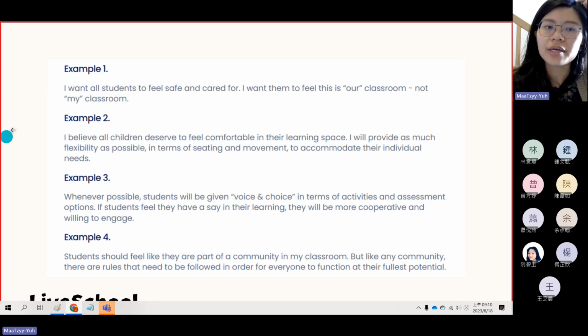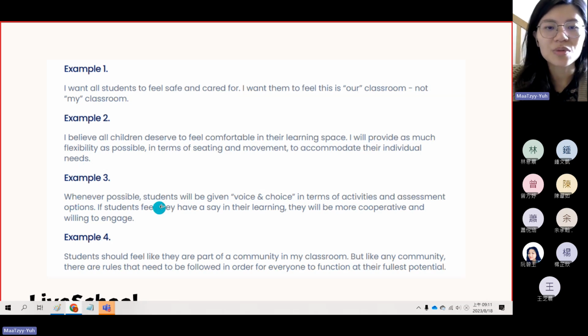Here are some examples for you. For instance, I want all students to feel safe and cared for. I want them to feel this is our classroom, not my classroom. Or I believe all children deserve to feel comfortable in their learning space. I will provide as much flexibility as possible in terms of seating. I can't do the seating arrangement, I can't let them choose, personally, because it would just be chaotic for me. But maybe for you, you think it's fine. And to accommodate their individual needs, that's definitely a must.